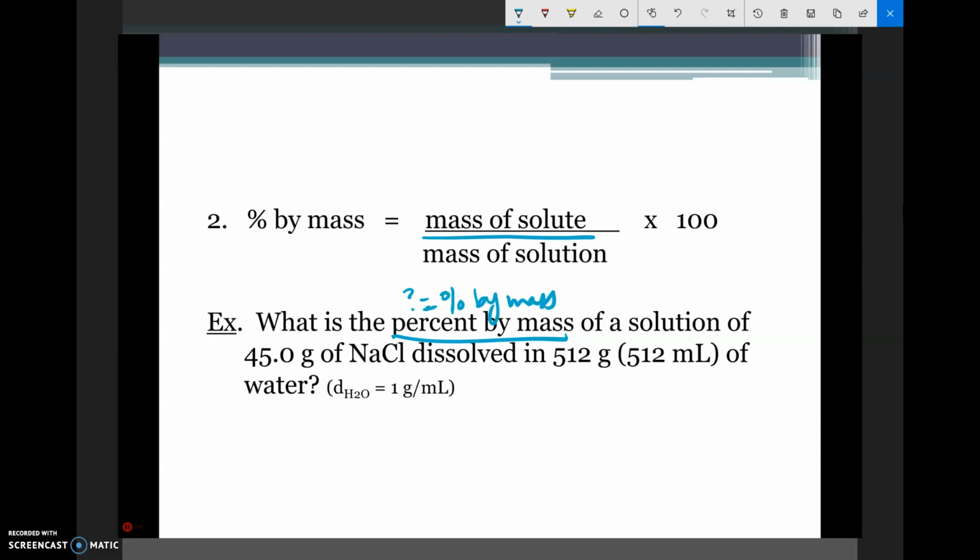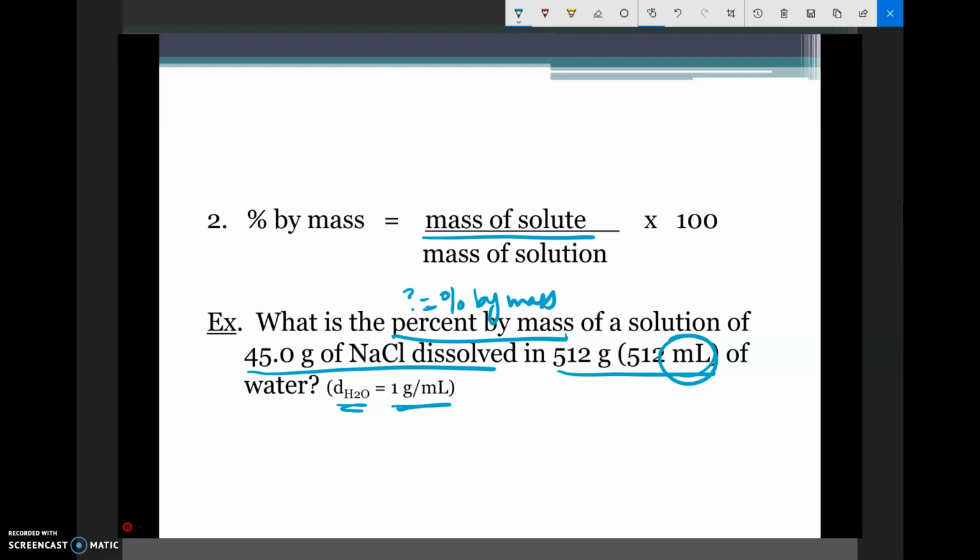Of a solution of 45 grams of NaCl dissolved in 500 grams or 512 milliliters of water. If you ever see a problem like this with mass, where they're giving you milliliters, but it needs to be in a mass, with water, remember the density of water is always 1 gram per milliliter. So all you have to do is change your unit here. So if you ever get that, just change it from milliliters to grams.